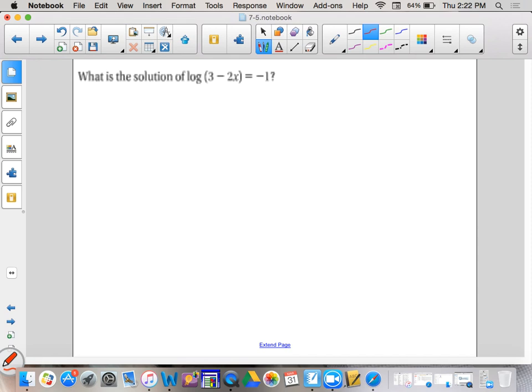So what is the solution of log(3 - 2x) = -1? The log of 3 - 2x equals negative 1. So what's my base? 10. If I were to take this problem and put it into the exponential equation, what would I have? What's 10 raised to the negative 1? 0.1.